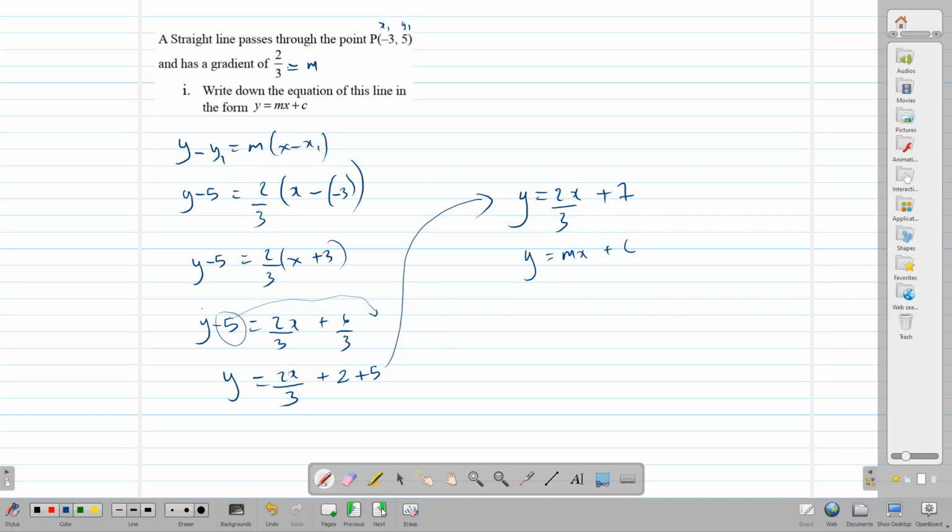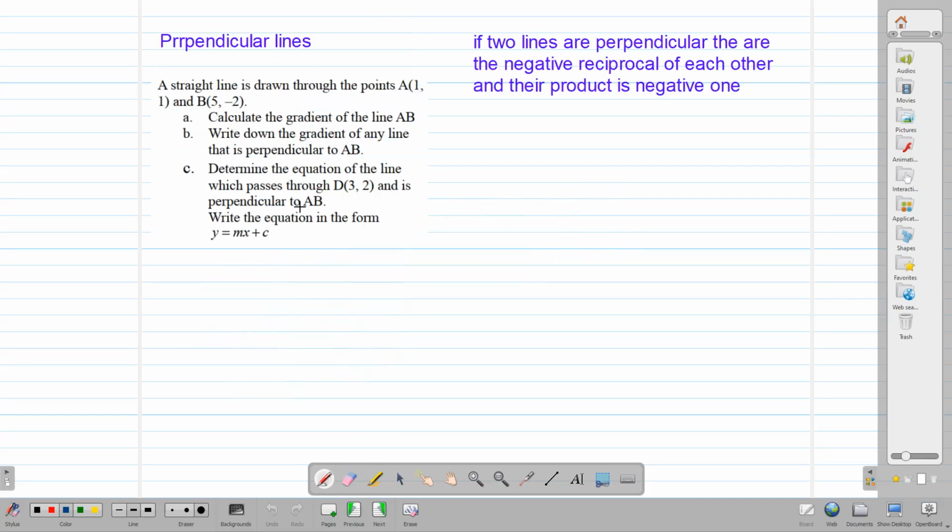Let's try another question. In this one, we are asked to find the gradient of the line that passes through these 2 points. And then we're asked to write down the gradient of any line perpendicular to it, and then we need to find an equation. So first, the line passes through the points A. A is 1, 1, and B is 5, negative 2.